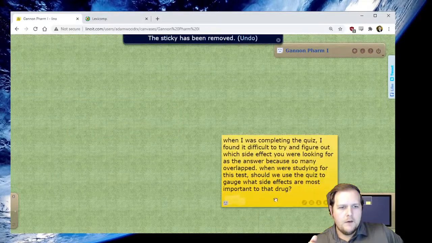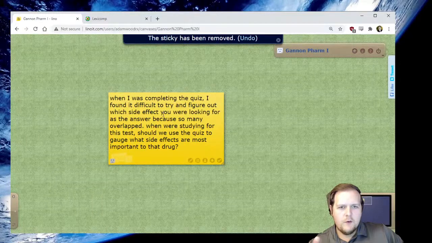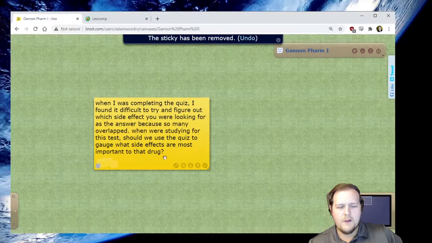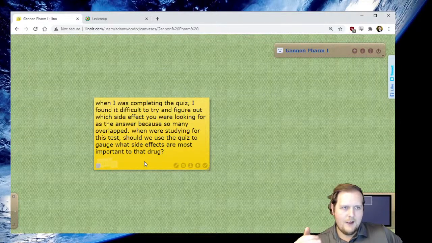Okay, someone said, when I was completing the quiz, I found it difficult to figure out which side effect you were looking for as the answer because so many overlapped. When we're studying for this test, should we use the quiz to gauge what side effects are most important for that drug? Yeah, so for instance, if you read my test questions, you're going to notice that I say, what is the thing that is most likely to cause this? Or which of these is the best therapy for this?